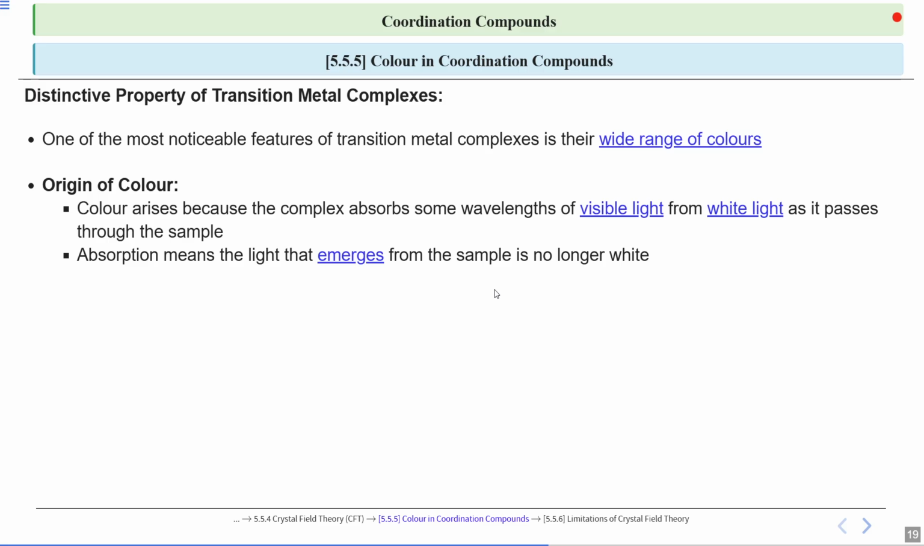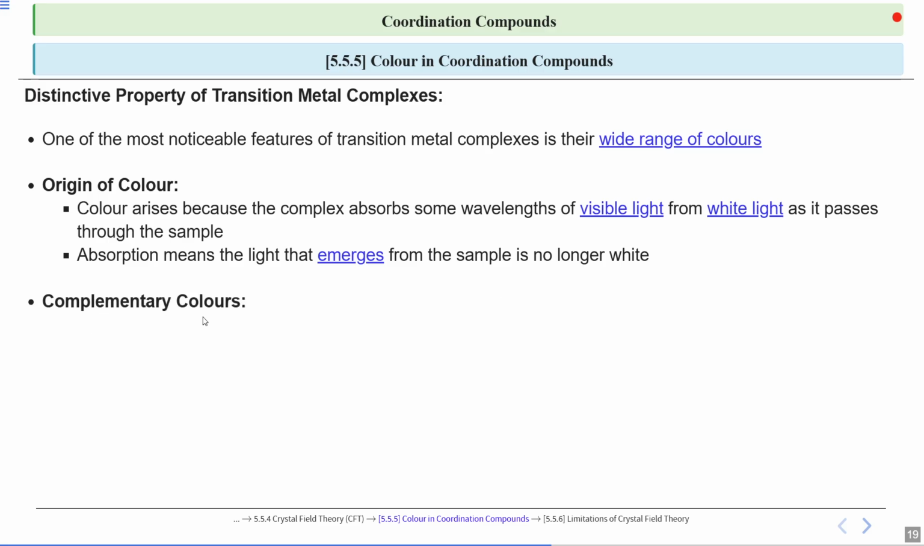If you remember the prism concept, if you are having our complex, and white light is passing through it from one side, the other side will not have white light coming out from it. Because some wavelengths of visible light are already absorbed by the complex, the light that is going to emerge from the sample or the complex is going to be of some other color, not the white color.